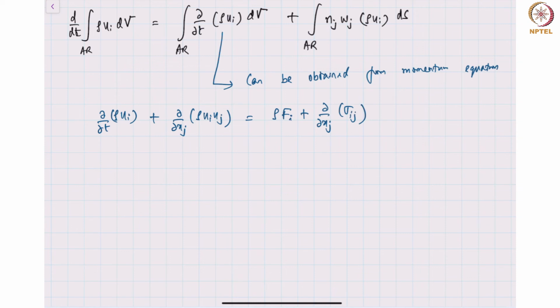And sigma ij is the stress tensor. Okay, so we have the divergence of the stress on the right hand side. From this equation we get local changes to momentum in time. I take all the other terms to the right hand side.